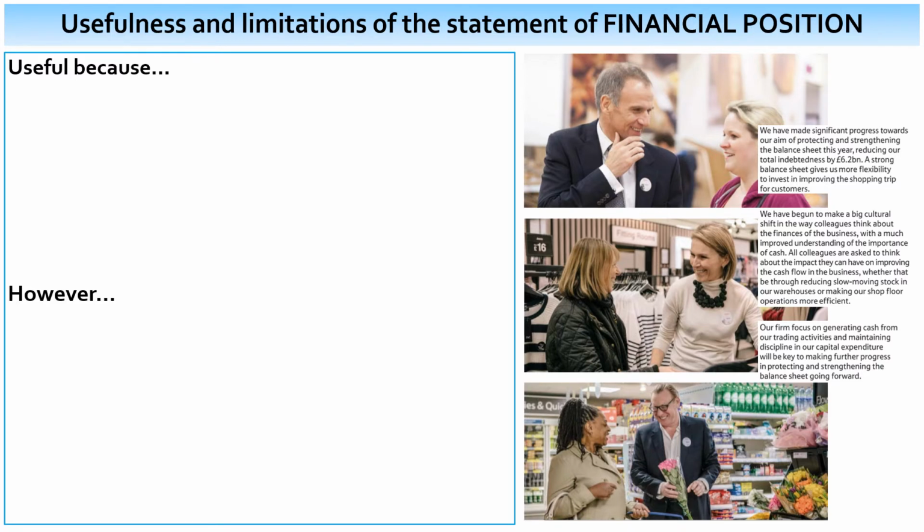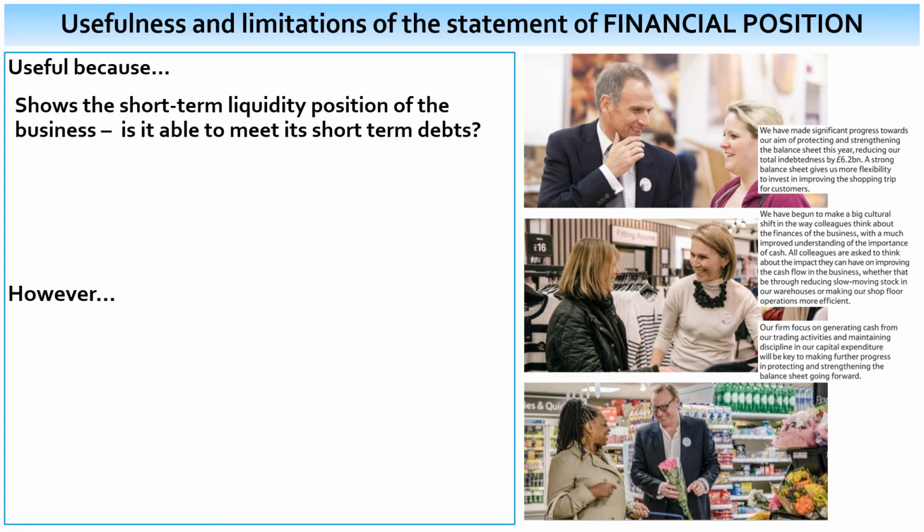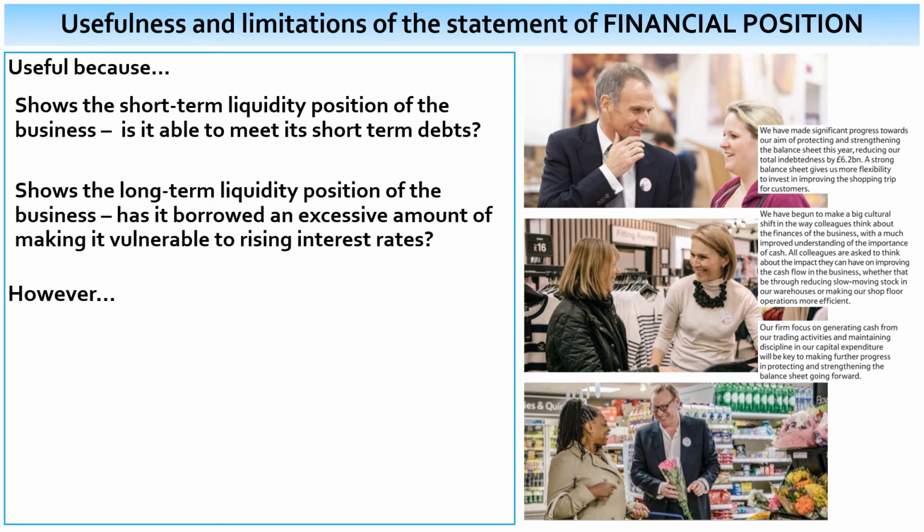So why is the statement of financial position useful? Well, it shows us the short-term liquidity position of the business, in other words, is it able to meet its short-term debts coming up within the next year. It also shows us the long-term liquidity position of the business. What are the non-current liabilities? Has it borrowed an excessive amount of money, maybe making it vulnerable to future interest rate rises?